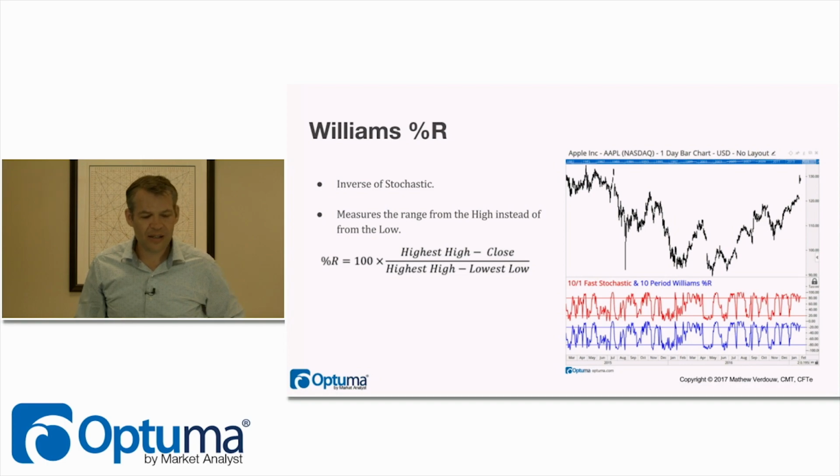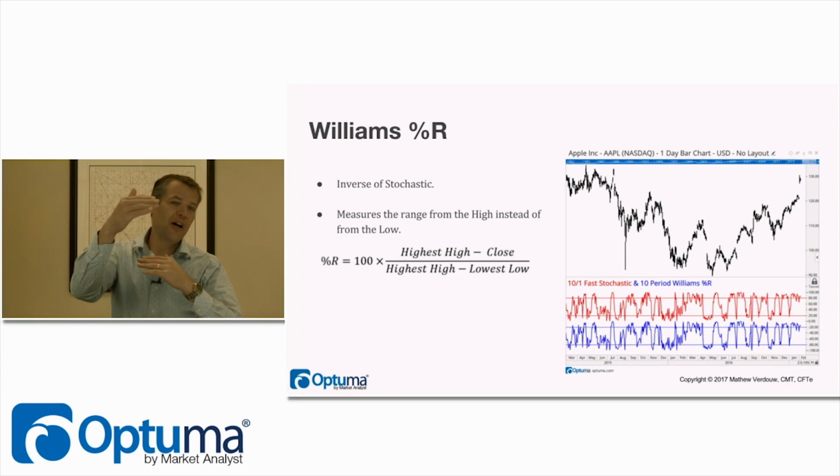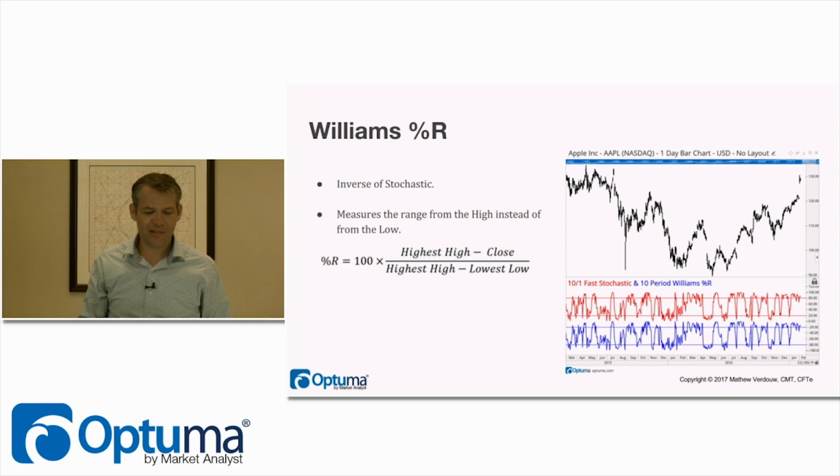Williams %R is just the opposite. Rather than looking where we are from the low up, he looked from the high down. Other than that, they're exactly the same. So what I've done there is I've put on a stochastic and a Williams %R. They're both using the same scale, and you can see they're exactly the same shape, just one's above 0 and one's below 0. But that's all that's different there.